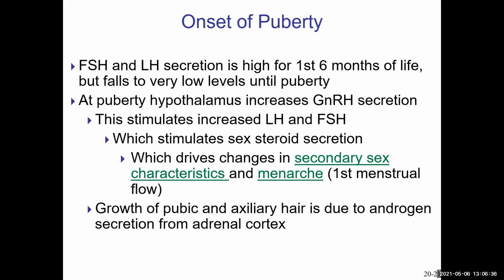The adrenal cortex has three regions. You remember that: zona glomerulosa, zona fasciculata, zona reticularis. Which zona produces the hormones which help in growth of pubic and axillary hair? Glomerulosa? Nope. Reticularis, the innermost layer. Okay.